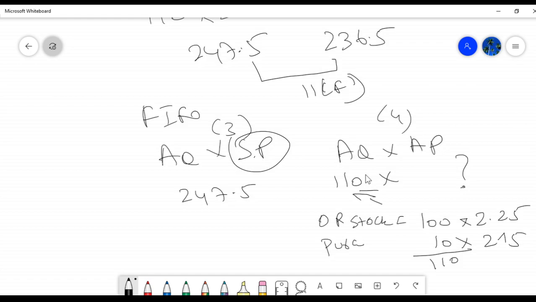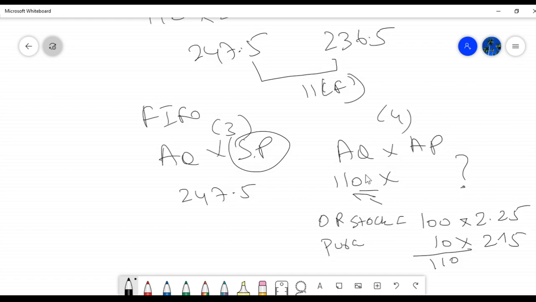What is the rate of this 500? As per the question, the purchase price is 2.15. So from this 500 only, this 110 is issued. Suppose 550 is issued for consumption. What will happen? From this 500, fully 500 is issued, and the balance 50 would be issued from the 100 opening stock. But in this case no, we issued only 110.